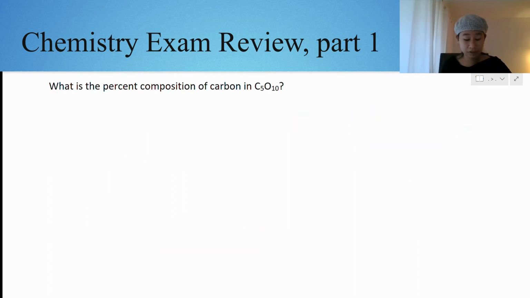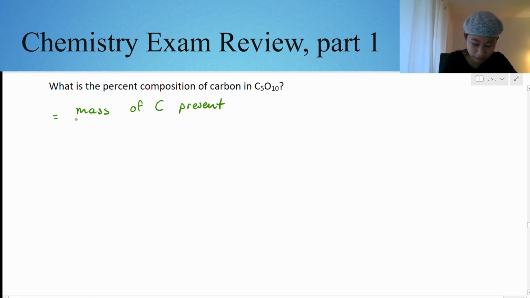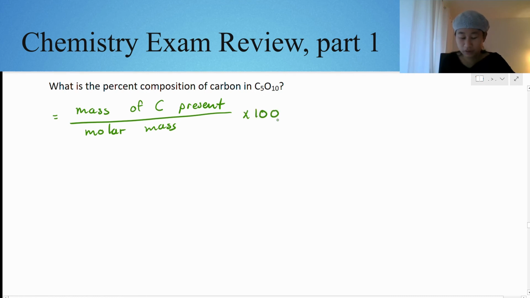What is the percent composition of carbon in C5O10? Again, we have percent composition equal to the mass of that element present. So we have carbon divided by the molar mass of this compound, times 100 to convert it to a percent. So the mass of carbon present is going to be 12.01 for each carbon, but we have to multiply it by 5 because there are 5 carbons.